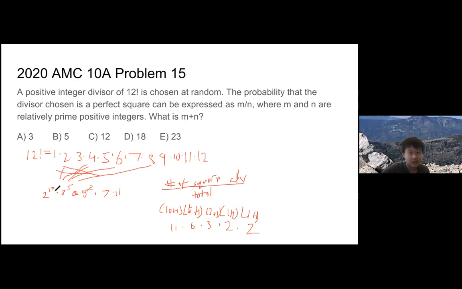The main idea is how many ways are there to pick a power for 2? Because any square divisor has only even exponents in its prime factorization. So those exponents would be 0, 2, 4, 6, 8, 10. That's 6 of them. And then for 3, you can pick 0, 2, or 4. That's 3 of them. For 5, there's only 0 and 2. So that's 2 of them. 7 and 11, you can't have any factors of them. So that's our fraction. Let's simplify it. And you're left with 1 over 22. The sum of the top and bottom is 23.